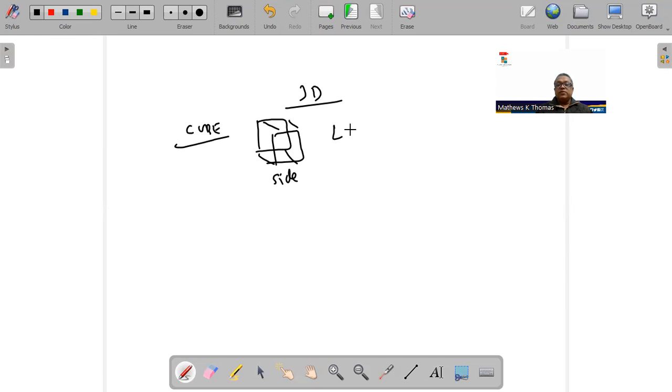So lateral surface area, LSA, is 4 side square. Lateral surface area means the top and bottom are open. Total surface area will be 6 side square. All sides covered. It's a closed box. And volume can be found by using formula side cube.